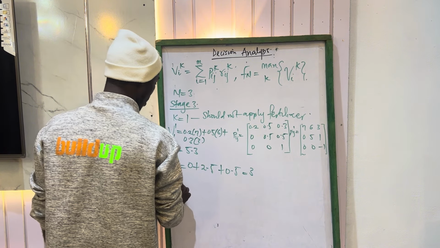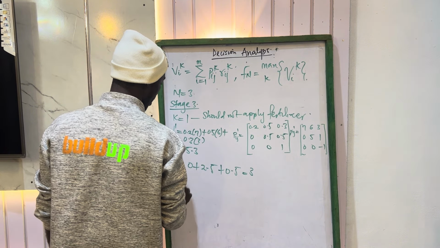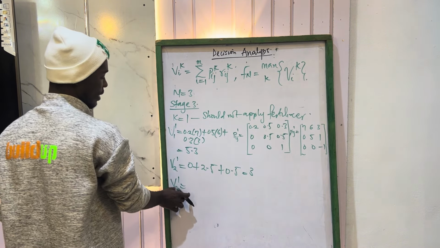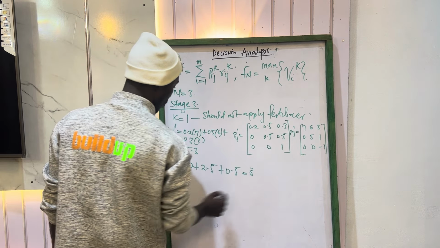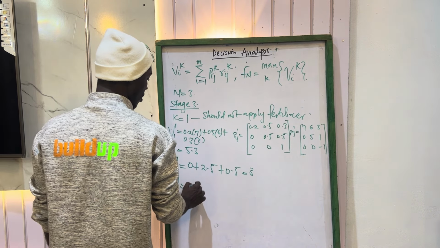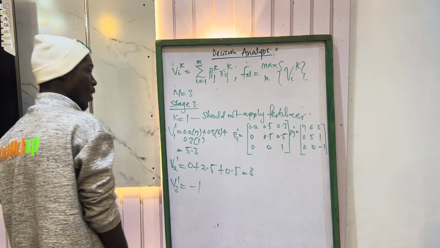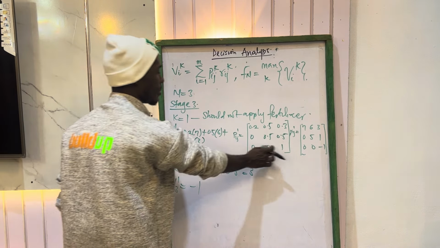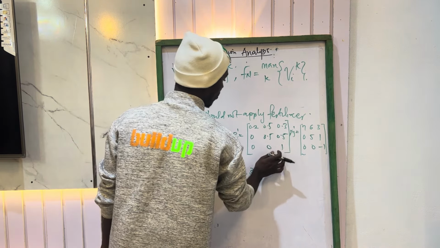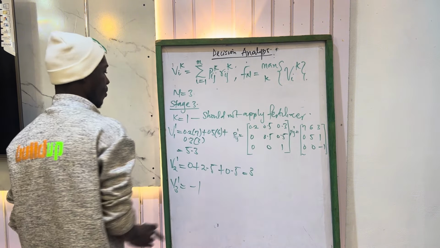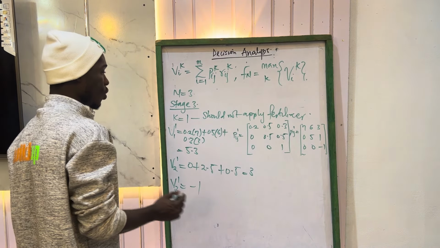So at position V31, that is at the poor state, what are we going to have? 0, 0, 0, minus 1. So it's going to give us what? Minus 1. Because 0 times 0, 0 times 0, then 1 times minus 1 gives us minus 1.